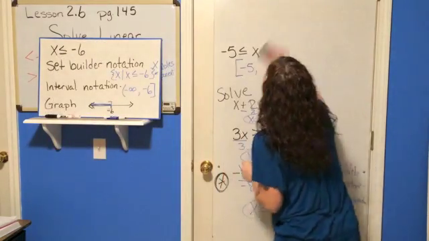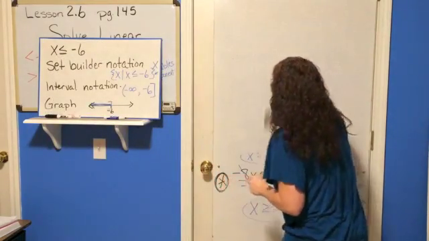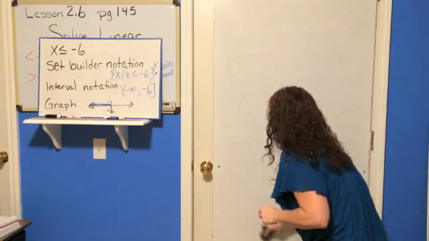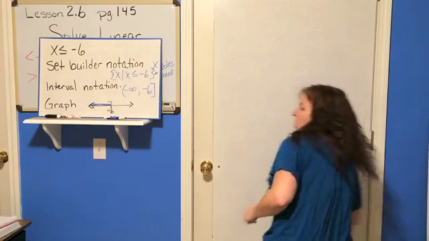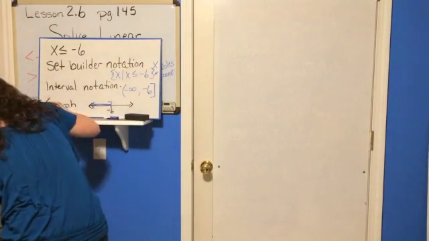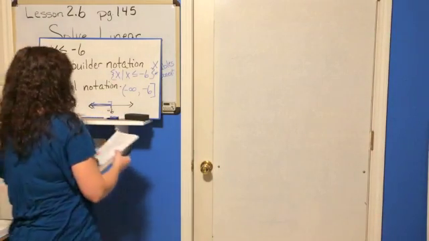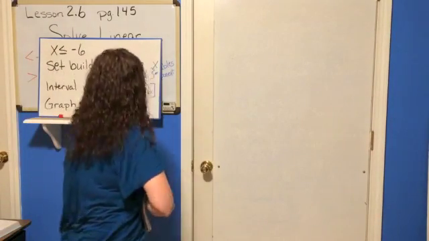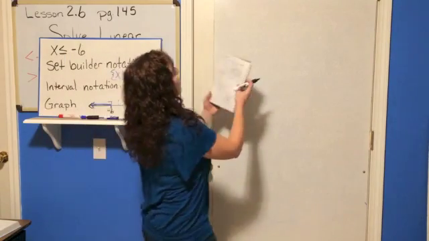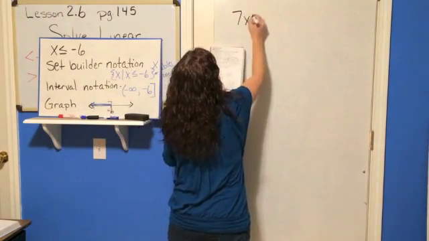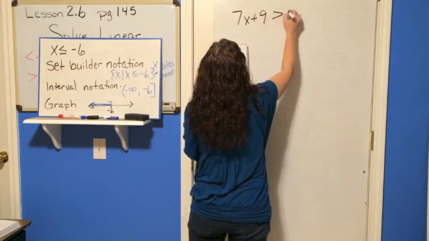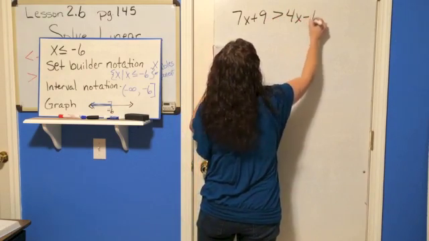Okay, let's do one more of this kind. I want to give you a little bit more complex. Let's solve another one. Here's the problem. 7x plus 9 is greater than 4x minus 6.